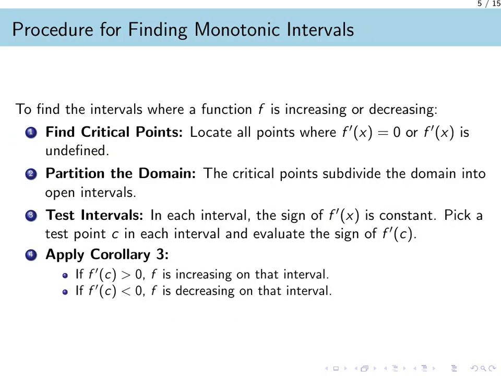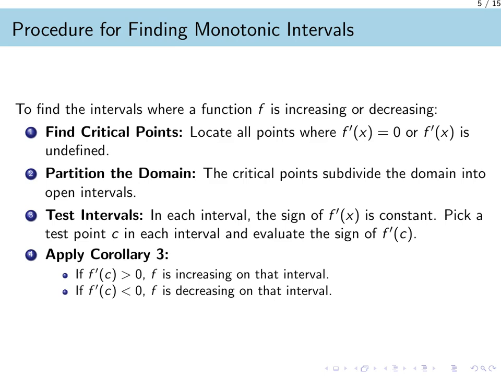Now I will outline a reliable procedure for determining the intervals where a function is monotonic, which simply means where it is either increasing or decreasing. First, we find all the critical points by calculating the derivative and identifying where it equals 0 or is undefined. These are the only places where the function's direction can change. These critical points then partition the function's domain into a set of distinct, open intervals. Next, we can pick any single test point within each interval and evaluate the sign of the derivative there.